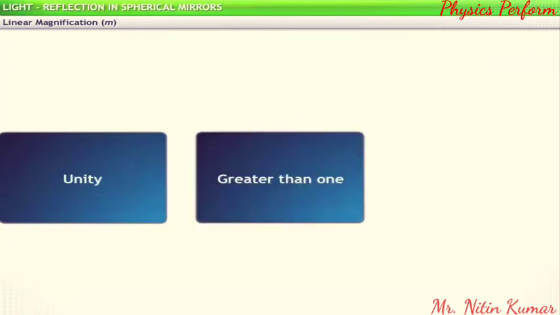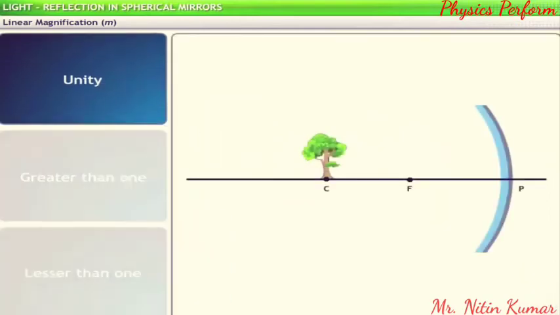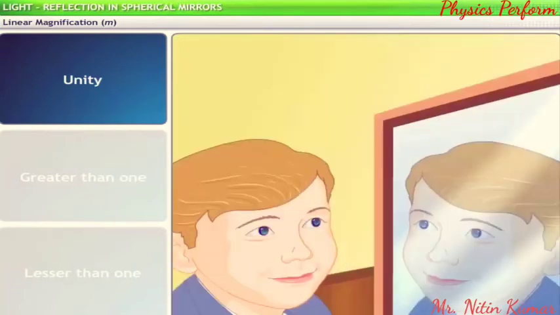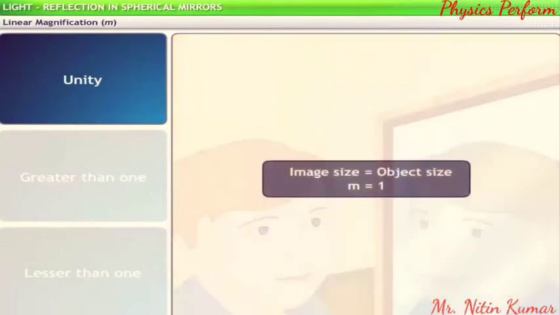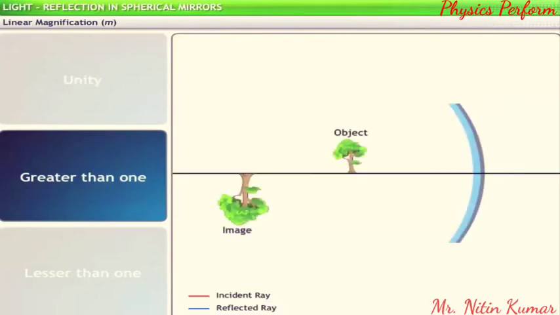Magnification can be unity, greater than 1, or lesser than 1. Magnification is unity when the size of the image is equal to the size of the object. When you look at your image in a plane mirror, it is of the same size as yours. Therefore, the magnification of a plane mirror is unity. In other words, there is no magnification.